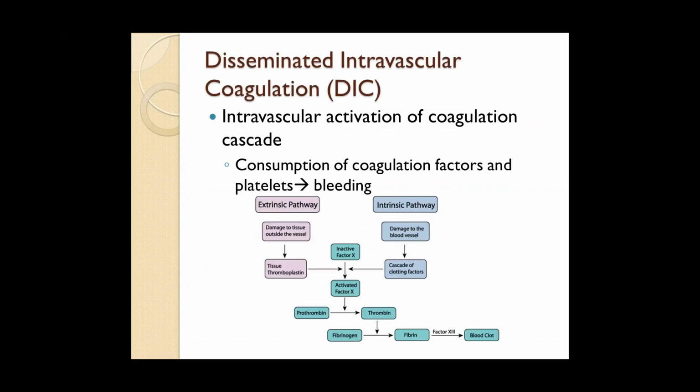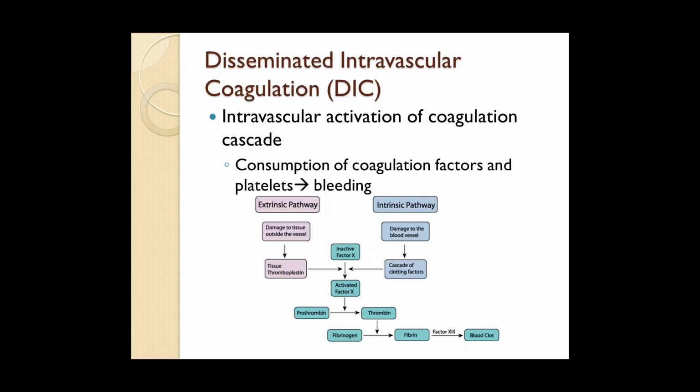Our first emergency is disseminated intravascular coagulation, or DIC. DIC is the intravascular activation of the coagulation cascade. This is marked by consumption of coagulation factors and platelets resulting in bleeding. Oftentimes, DIC is triggered by an underlying event, such as cancer in our case, or other factors that we'll discuss later. DIC is oftentimes a more chronic, slower process in the cancer patient compared to acutely ill intensive care patients.